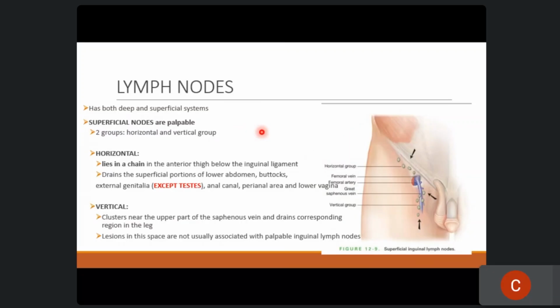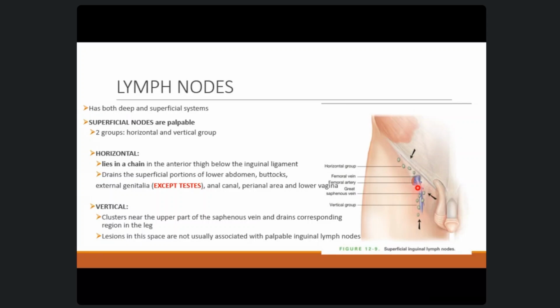So for the lymph nodes on the lower extremities, it is further subdivided into a superficial and a deep, right? So sa superficial, meron pa siyang sub-classification we call the horizontal and the vertical. So this is the horizontal, lies in chain in the anterior thigh below the inguinal. So this is the inguinal ligament.